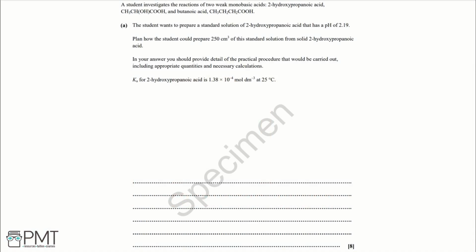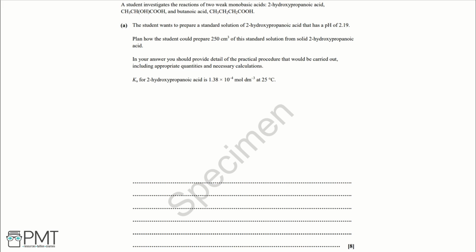A student investigates the reactions of two weak monobasic acids, 2-hydroxypropanoic acid, CH3CHOHCOOH, and butanoic acid, CH3CH2CH2COOH. Part A. The student wants to prepare a standard solution of 2-hydroxypropanoic acid that has a pH of 2.19.